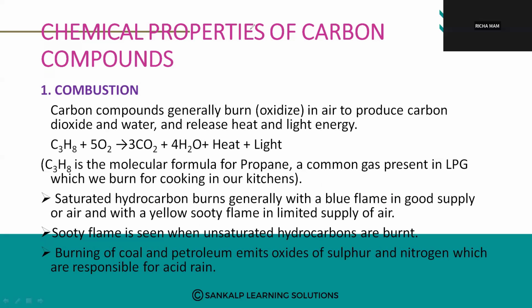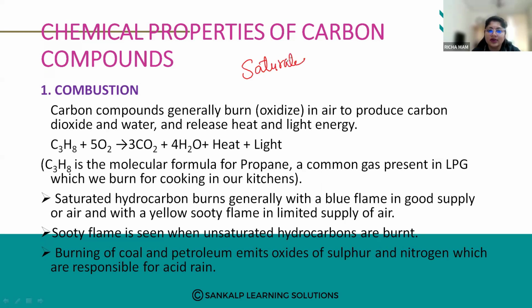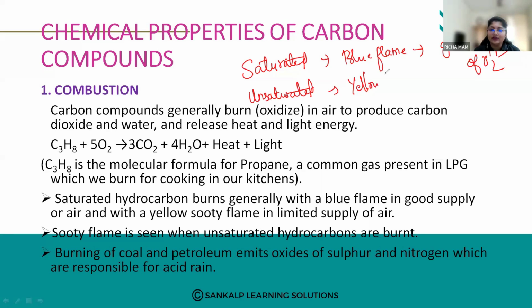So this yellow flame, you can see when you have unsaturated compounds, unsaturated hydrocarbons. Remember that saturated hydrocarbons will give you a blue flame, with a good supply of oxygen. And unsaturated compounds will give you a yellow flame, and that is a yellow flame with a less or limited supply of oxygen. Remember this.